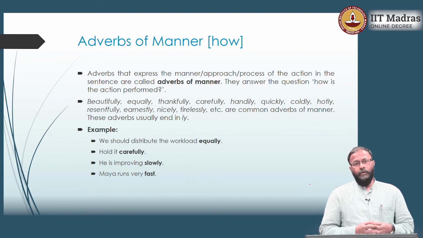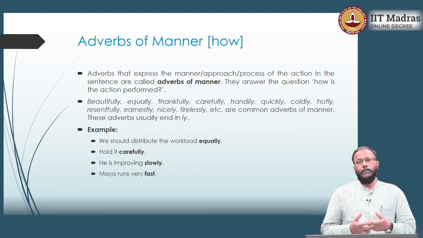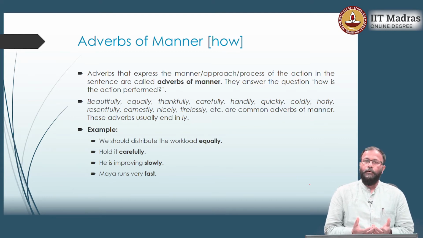Something like, he is improving slowly. So the manner of improvement, which is slow. So the word slowly adds on to, modifies the verb improve. So he is improving slowly. An example like, Maya runs very fast. Fast, right, is an adverb that adds on to the verb run. So Maya runs very fast. So these are the adverbs like equally, like carefully, like slowly, like fast. They add to the verb of the corresponding sentences, and they give us the information about the manner in which the action is being performed by the agent or the subject of the sentence. So that is adverbs of manner, how the action is being performed.